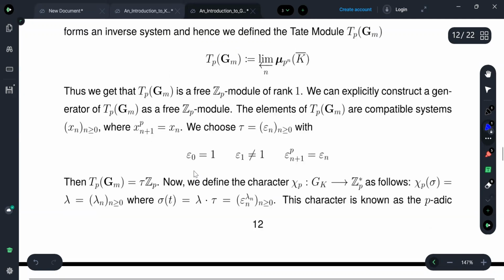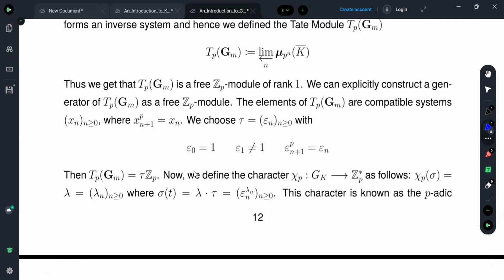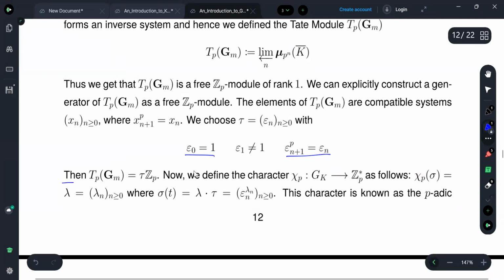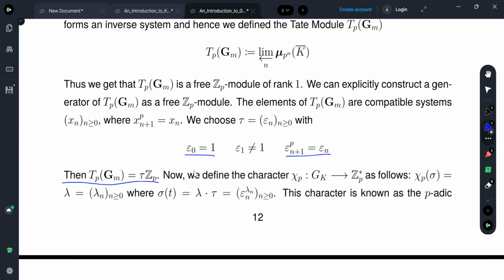So we choose a particular element in this Tate module, which is tau, where epsilon 0 is equal to 1, epsilon 1 is not equal to 1, and in general epsilon n plus 1 to the p is equal to epsilon n. Then one can prove that this Tate module is isomorphic to tau times Z_p.